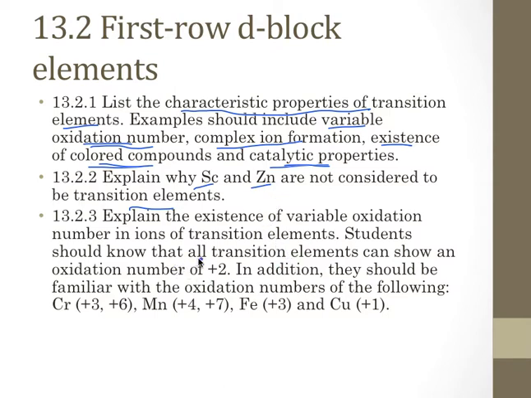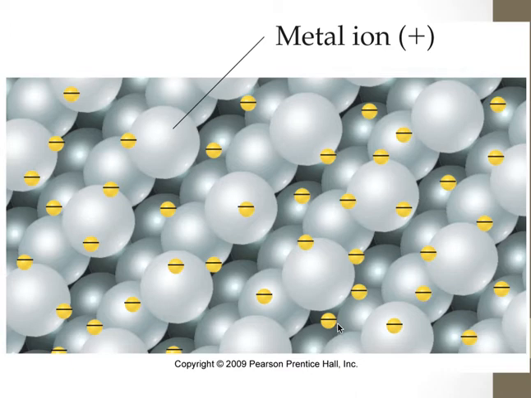Okay. You should remember, and we'll talk about a little bit more, that all transition elements can show an oxidation number of +2, meaning a charge of +2. And then you should be familiar with some common oxidation states of chromium, which is +3 or +6, manganese +4, +7, iron +3, and copper +1. We'll talk a little bit more about why you should remember those.